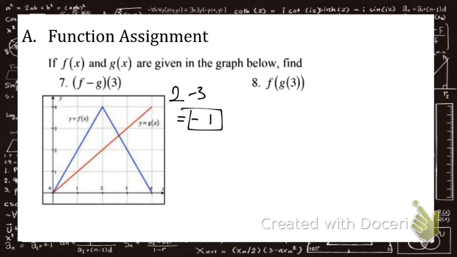For number 8, they want f of g of 3, which is a composition. So if you guys remember compositions, we take 3, plug it into g, take that answer and plug it into f, or evaluate for f. So if I want to know g of 3, we just said that g of 3 was equal to 3, and then f of 3, which takes us back to that same value again, f of 3 is equal to 2. So f of g of 3 would be f of 3, which is equal to 2.